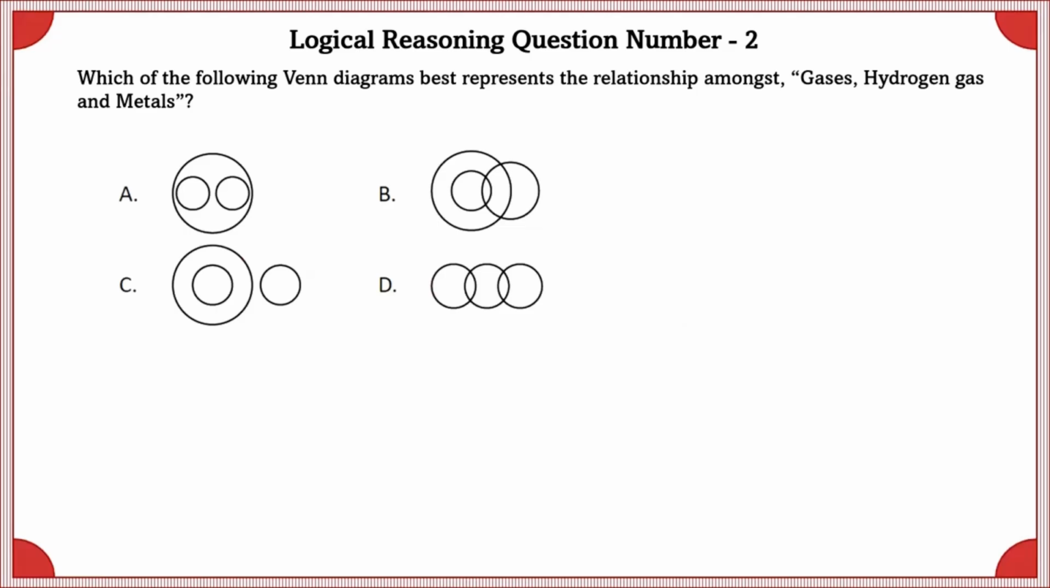Logical reasoning question number 2. Which of the following Venn diagram best represents the relationship amongst gases, hydrogen gas and metals? Since hydrogen gas comes under gases, so hydrogen gas's circle should be inside of gases circle. Now metal is completely different thing because it is a solid.